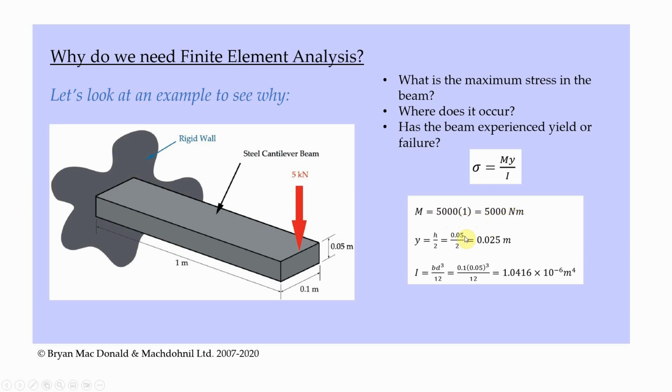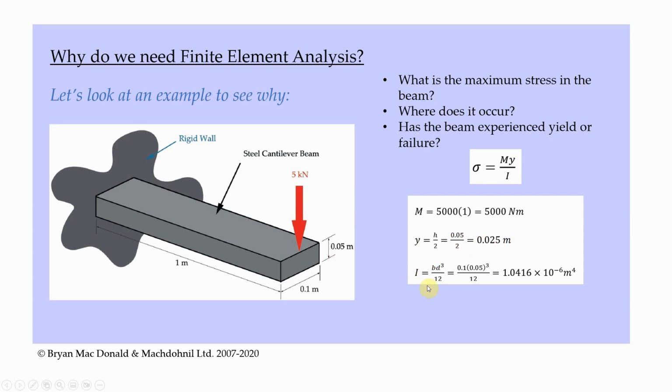5,000 newton meters. Again, if we're looking for the maximum stress, it's going to be either at the top surface or the bottom surface of the beam. So it's going to be whatever value maximizes y here. In this case, y is measured from the neutral axis, which is at the centroid of the beam. So y is equal to h over 2 or minus h over 2 will give us the maximum value. So I'm just going to pick h over 2, which is the top surface of the beam, and I'm going to look at the tensile stress. So in this case, h over 2 is 0.05 divided by 2, which is 0.025 meters.